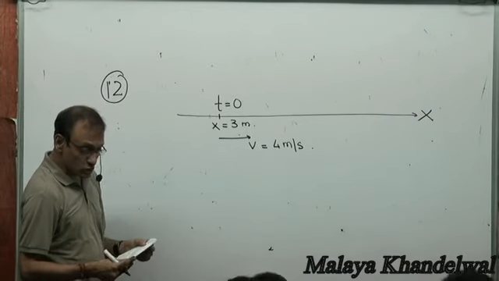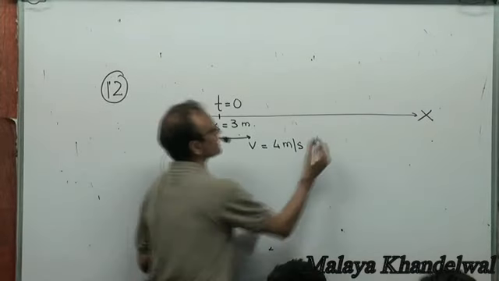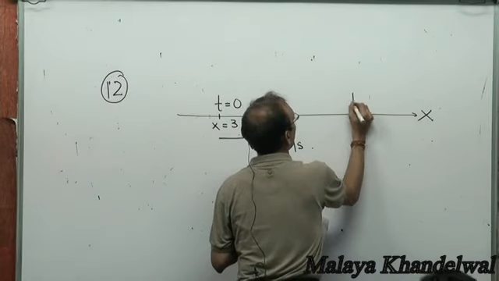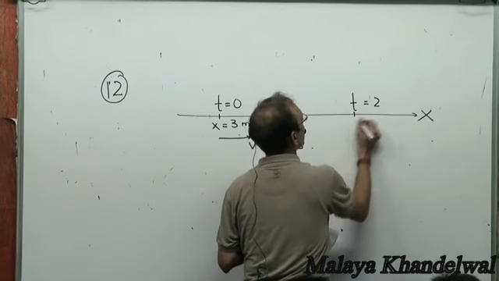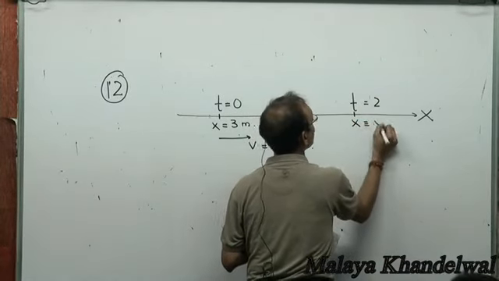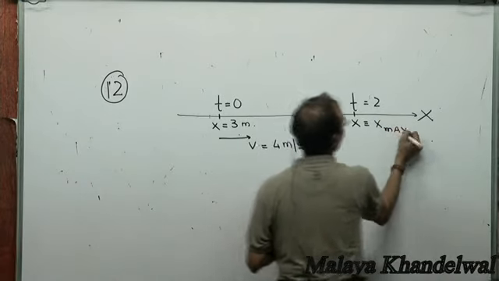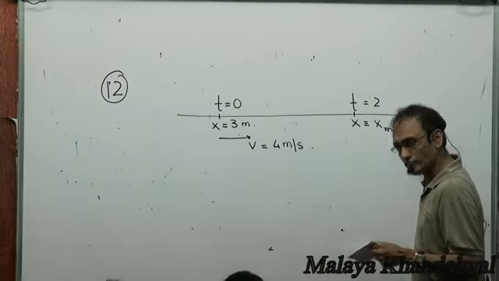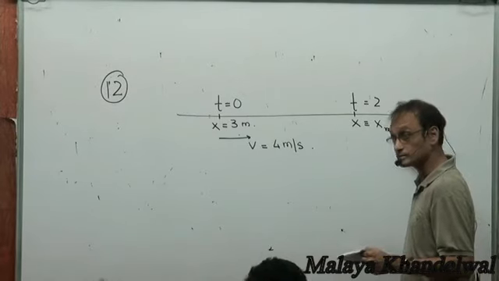The maximum x coordinate of the particle is observed 2 seconds later. At t equal to 2 seconds, x becomes x max. That means it can't go further than x max. It doesn't go to the right of x max. That's given.